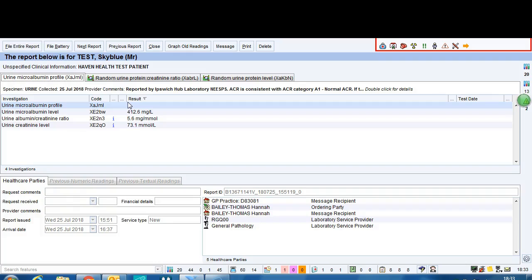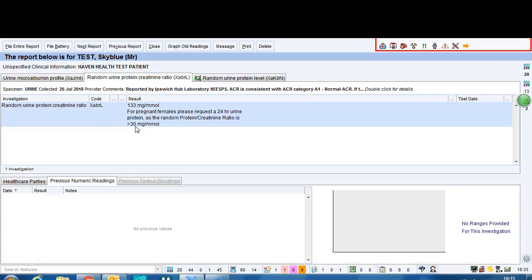It says here, urine microalbumin level, ignore. Urine creatinine level, ignore. So you're only going to look at this middle one here, albumin and creatinine ratio. If that's less than 3, that's normal, take no action. If it's over 3, it's abnormal. So this is abnormal. Then PCR, protein creatinine ratio. Less than 15 is normal. This is 133, so that's quite abnormal.